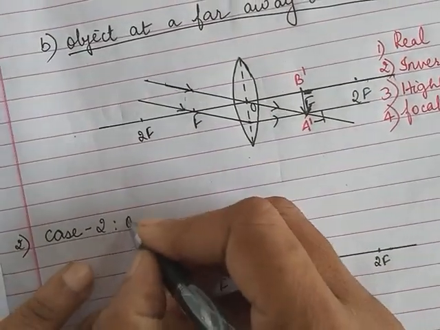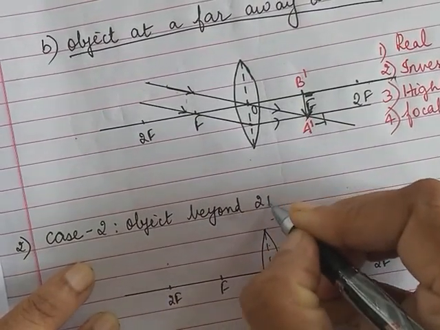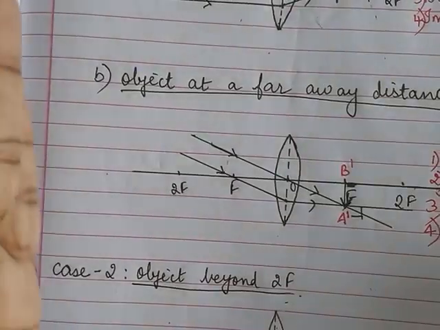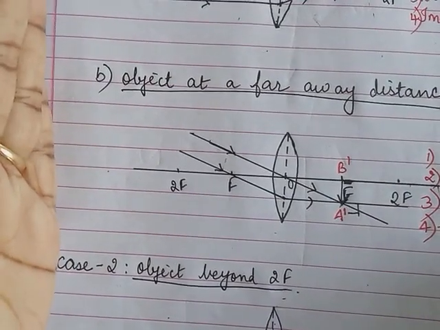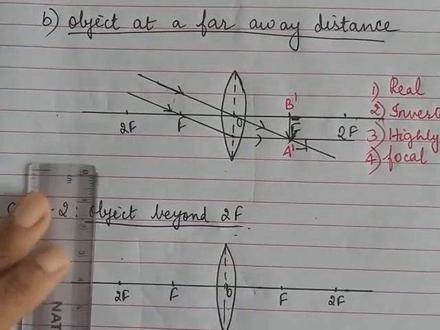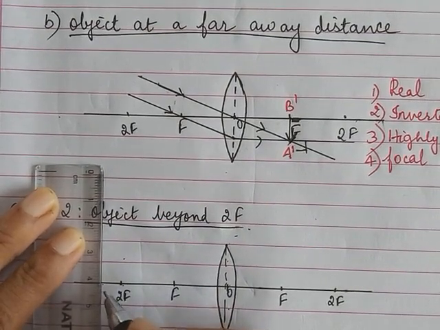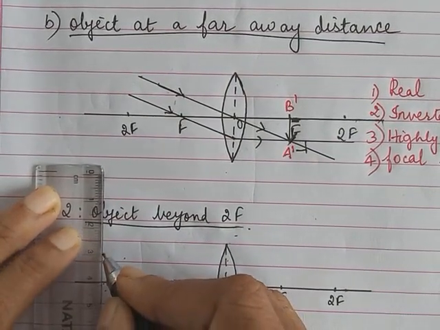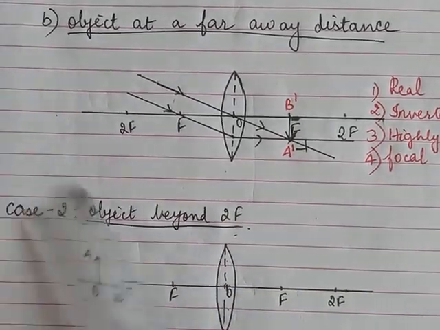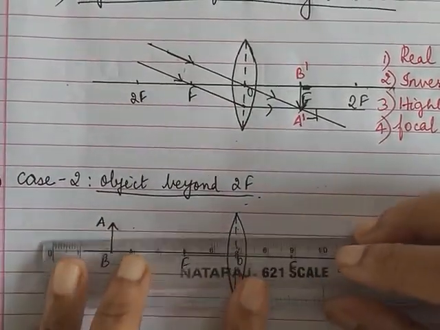In case 2, object beyond 2F. Now I will be doing it a little fast. Object beyond 2F, in the sense, first we had it very far away, then we brought it a little closer, somewhere far away, but not very far away. Now we are coming much closer to the lens. So the object is somewhere here, beyond 2F. I always suggest taking an object of size 1 centimeter. So this is our object, a line with an arrowhead at the top. Now we have to get the image.